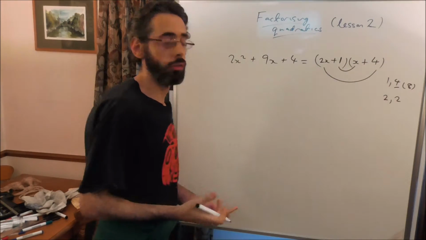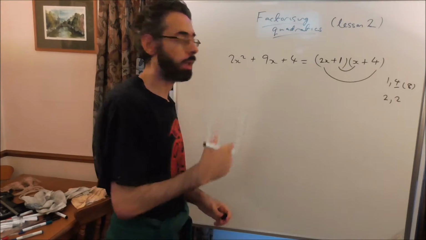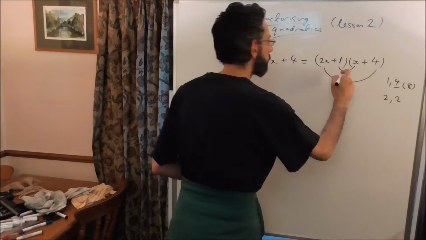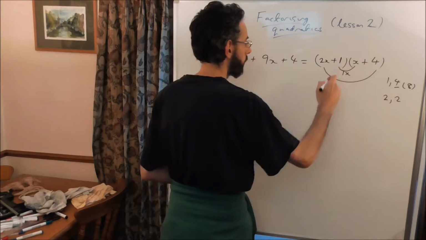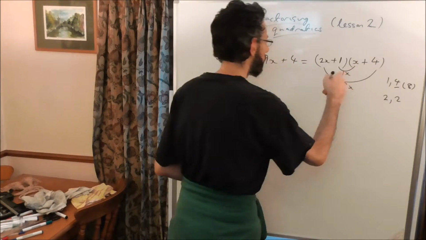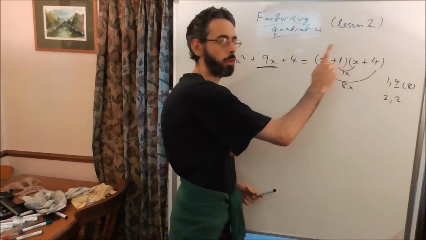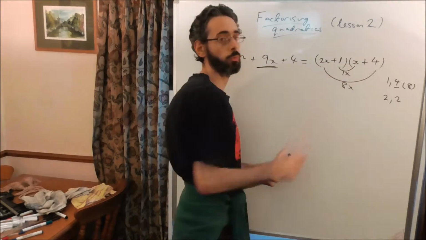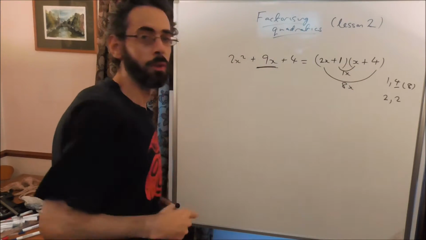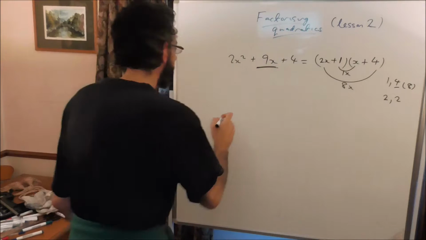That should be correct. Let's just check we do get 9x when we expand the brackets. 1 times x is 1x, 2x times 4 is 8x, 1x plus 8x is 9x. So it works. So this is correct. 2x plus 1 times x plus 4. Right, let's do another example.